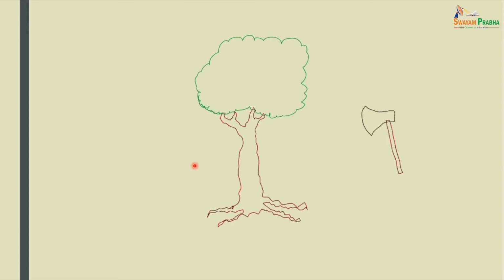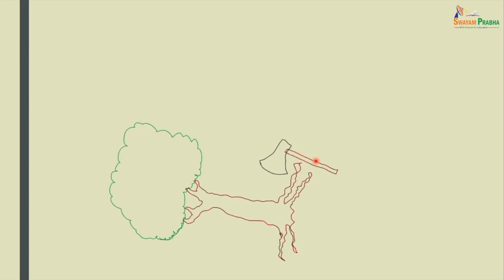Now look here. Here is a tree and here is an axe. Yes, the causal instrument is there, but even then the tree is not felled, simply because the causal operation is not produced. Now what is the causal operation? It is this movement. It comes here. The moment it comes here, it attacks the tree sufficiently, the tree falls, right?